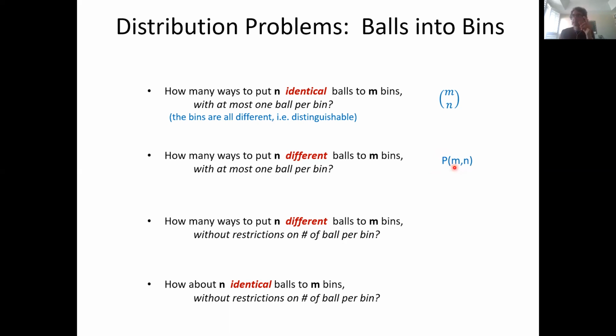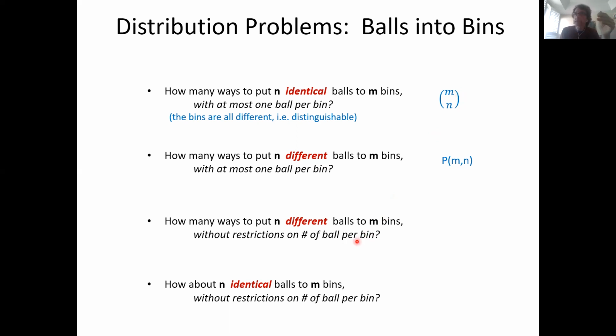And where did the order come from? Because of the labels on the balls. The balls all had different labels, so let's order them from first to n. And that means that I'm choosing bins in an ordered way. The ball labeled 1 chooses the first bin, the ball labeled 2 chooses the second. And here, because all the balls were identical, there was no such notion. I didn't have first bin or second bin or third bin. I just had a set of bins that I chose.